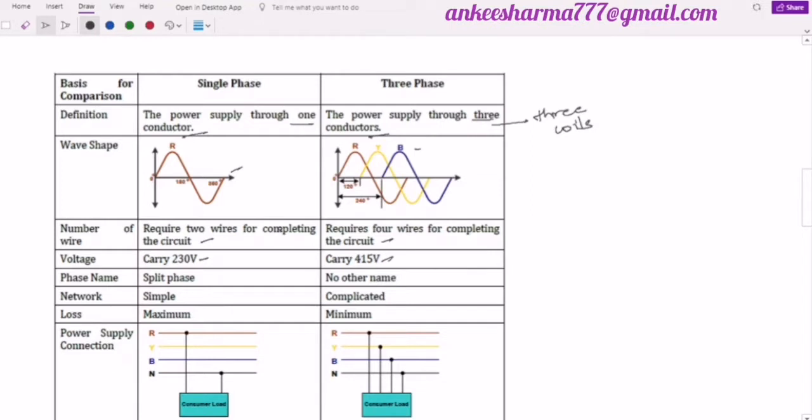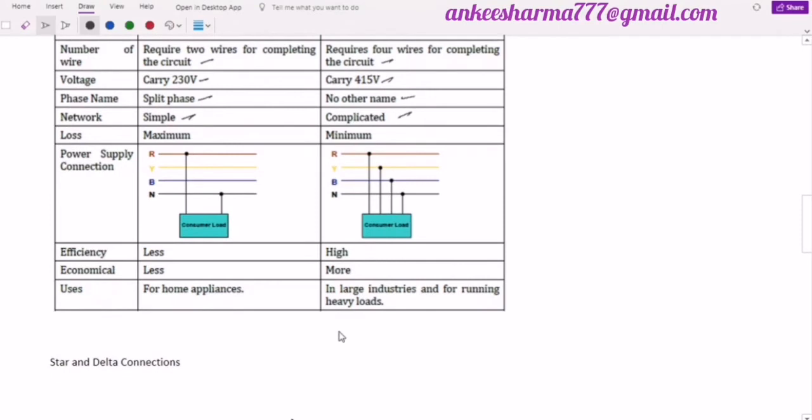Then the next one is the name given. Split phase is also a second name of single phase, whereas there is no other name for three phase. The network for single phase is always simple, whereas three phase is complicated because more than one wire is involved. If you look at the losses, there are high losses in single phase, whereas in three phase there are fewer losses. This is again a diagram of the power supply connections. If you look at efficiency, single phase is less efficient in comparison to three phase. It is also less economical. As for uses, I have already told you: for home appliances we use single phase, and for heavy loads where we use heavy machinery, we use three phase.